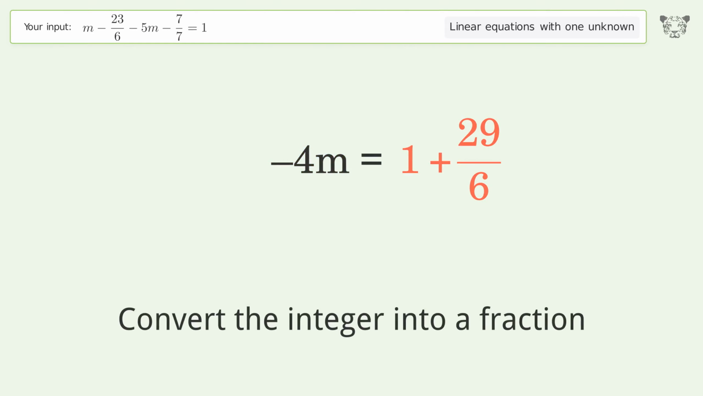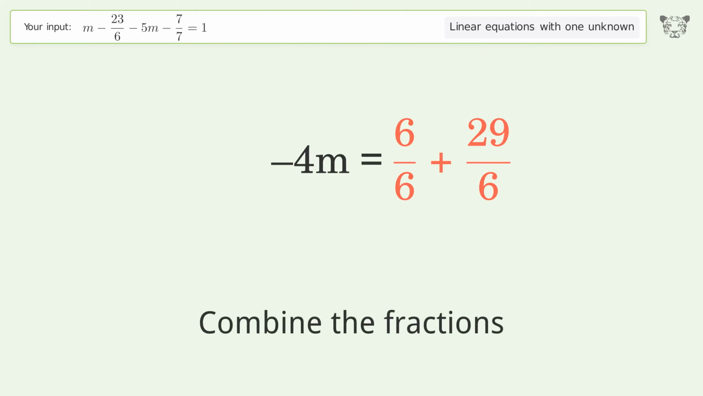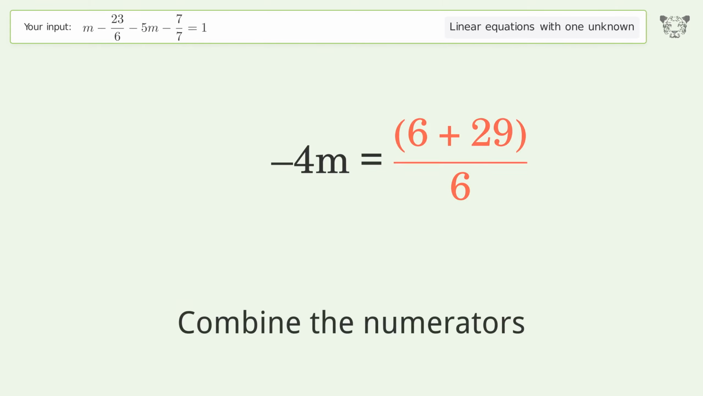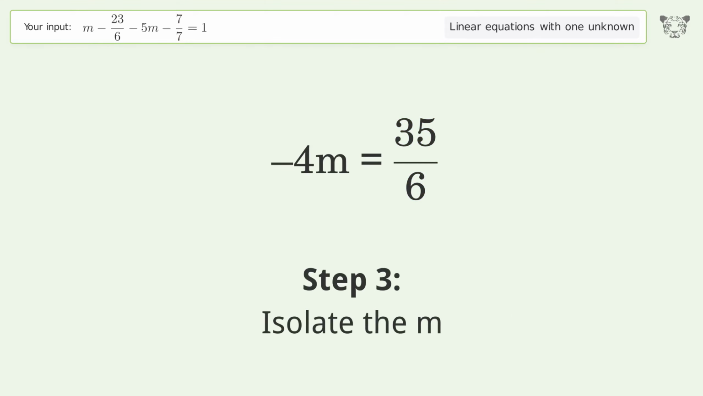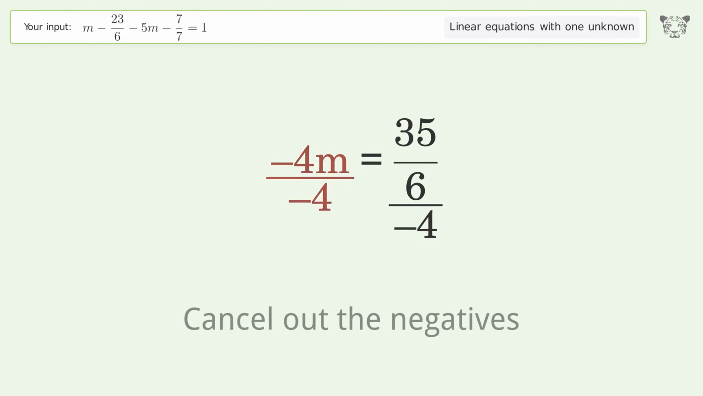Convert the integer into a fraction. Combine the fractions. Combine the numerators. Isolate the m. Divide both sides by -4. Cancel out the negatives.